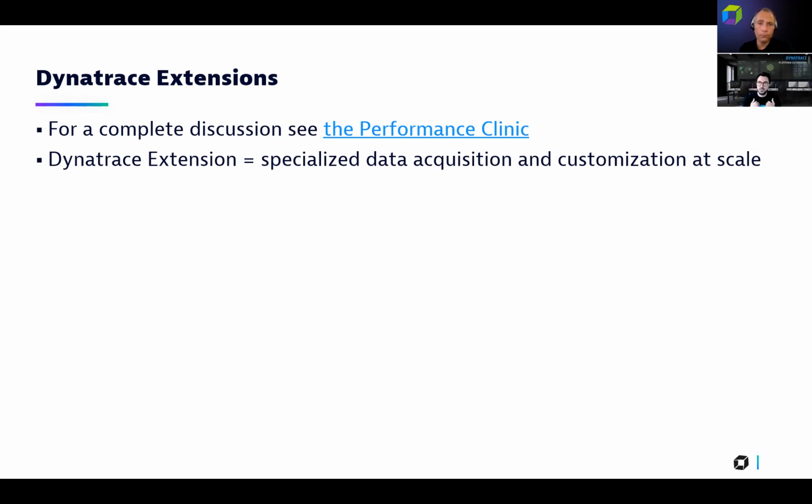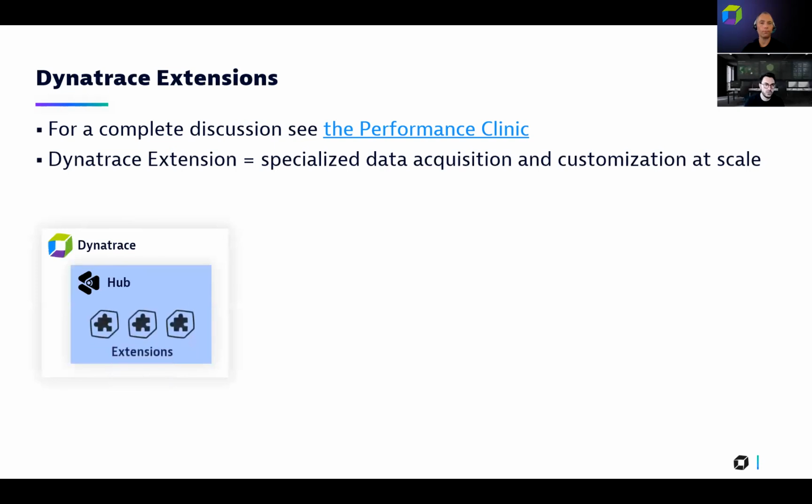But if you were to ask me to summarize a Dynatrace extension in just a few words, I would put it as specialized data acquisition and customization at scale. So let's break that down a little bit. Specialized data acquisition at scale. Typically what you do in Dynatrace when you're working with extensions, you're going to go to the hub in your environment. The hub is the main place for managing extensions, whether it's something that you've built or something that Dynatrace officially published online. All of them are managed from the same central hub.